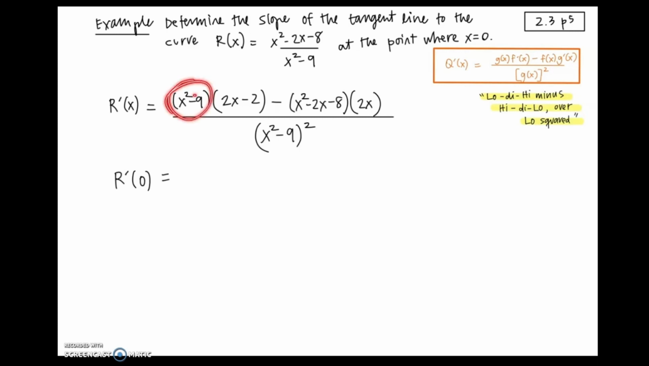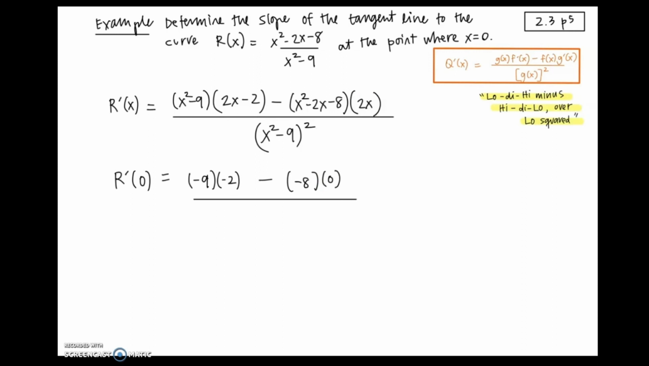And here we've got 0 minus 9, so that will be minus 9. And then 2 times 0 is 0, minus 2, times minus 2, minus 0 squared minus 2 times 0, so this will go away, minus 8, and then 2 times 0. Okay, so that's actually 0. So that whole part will go away.